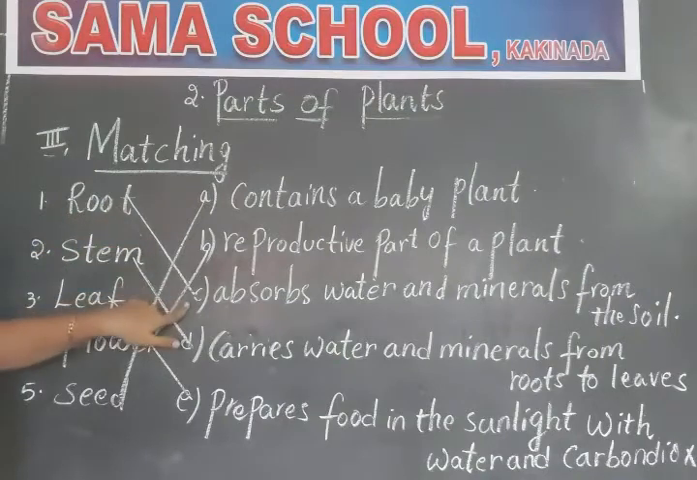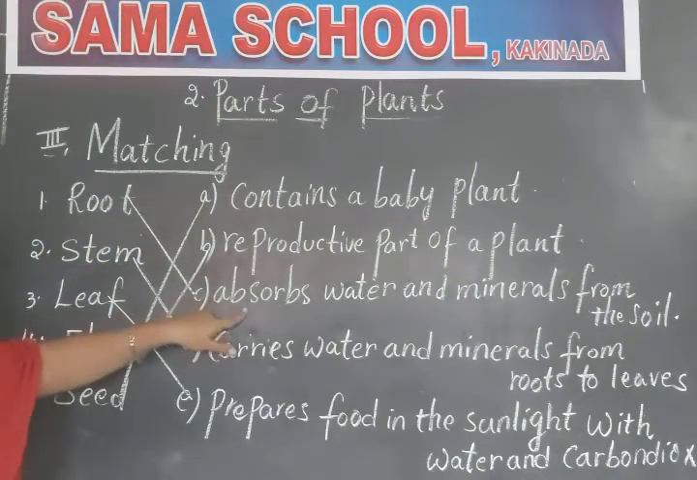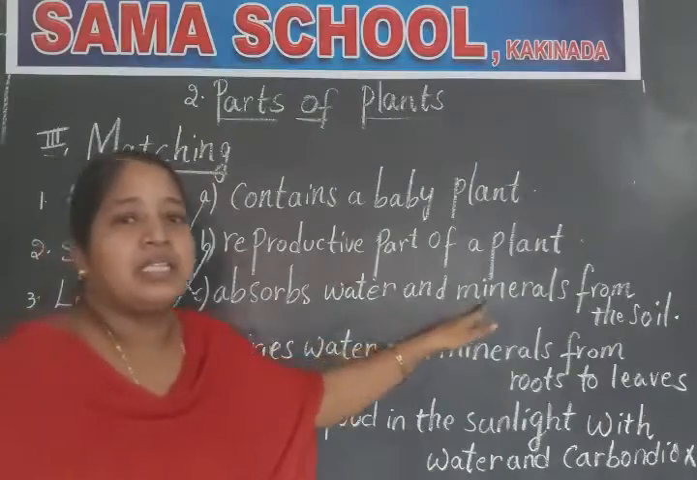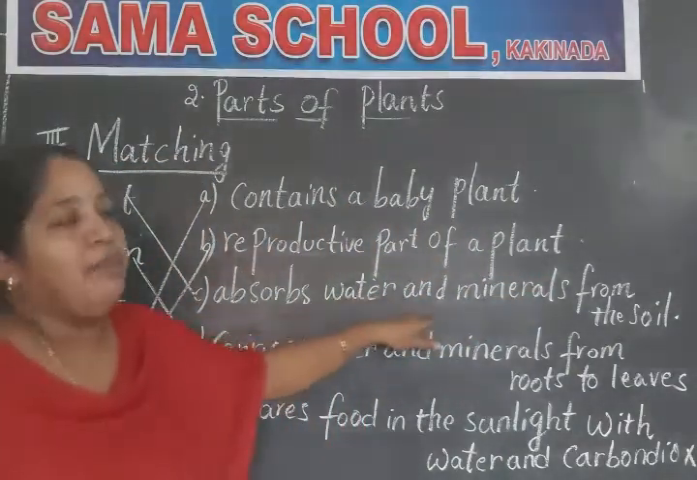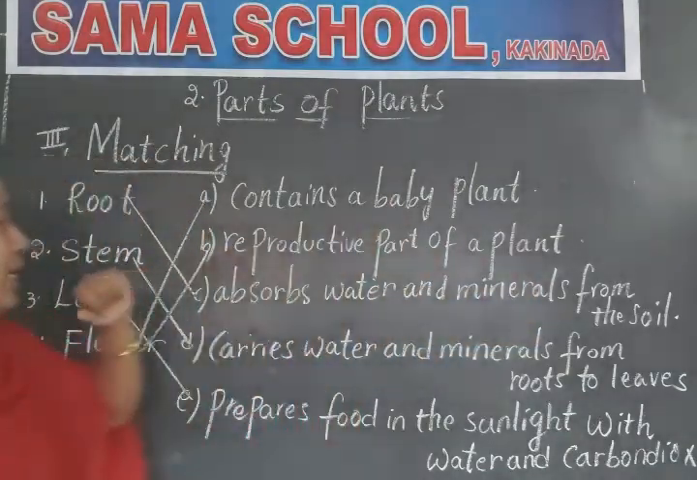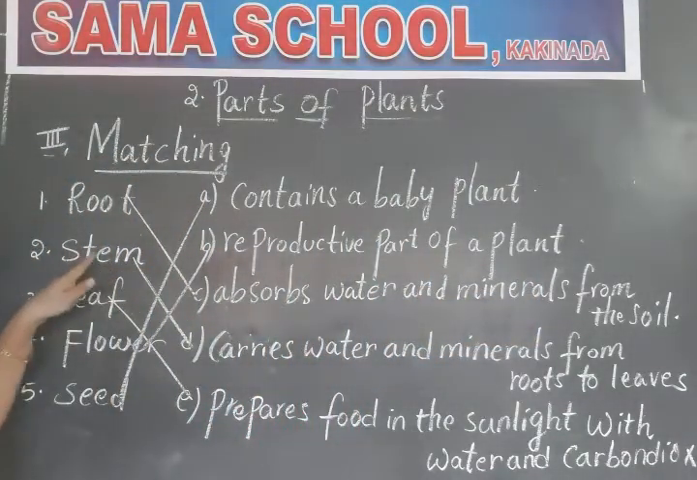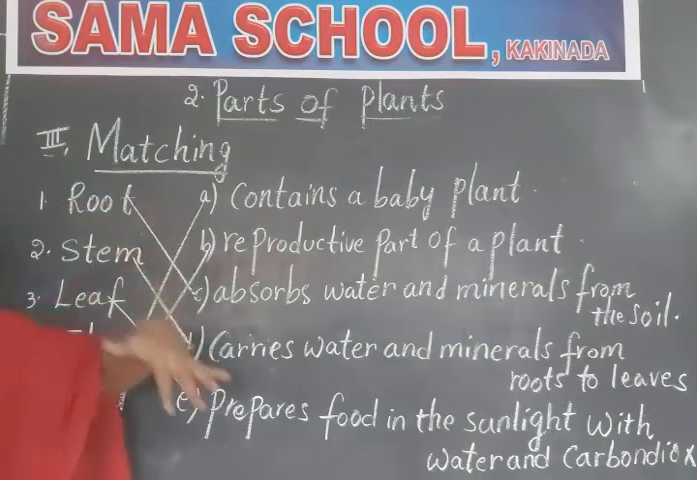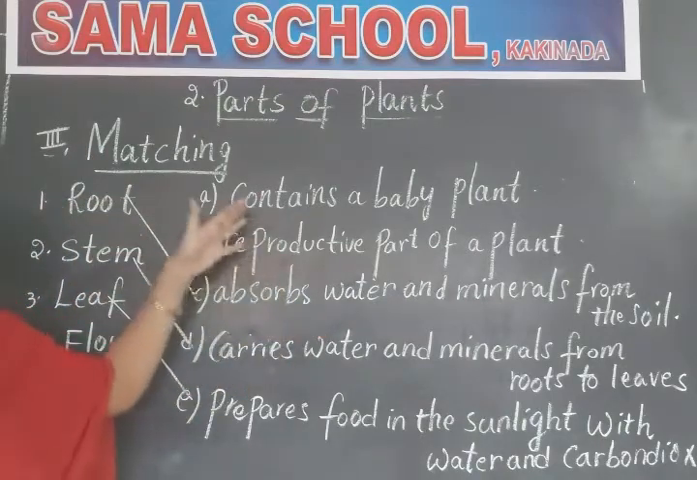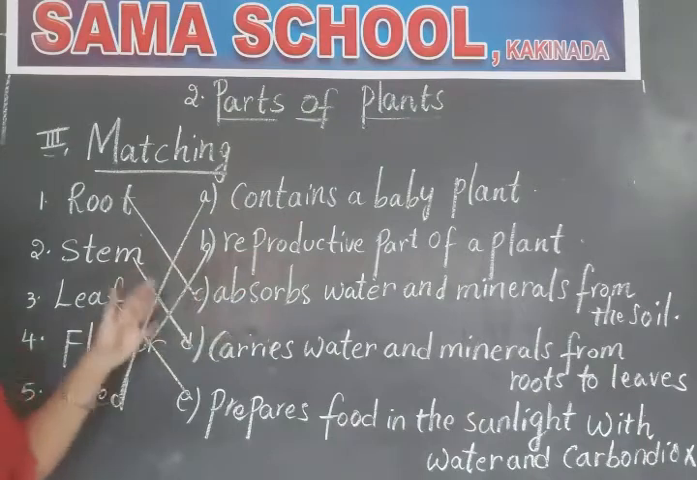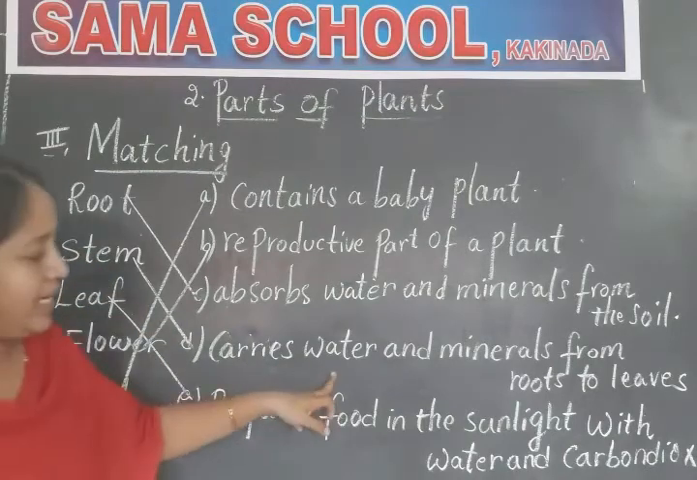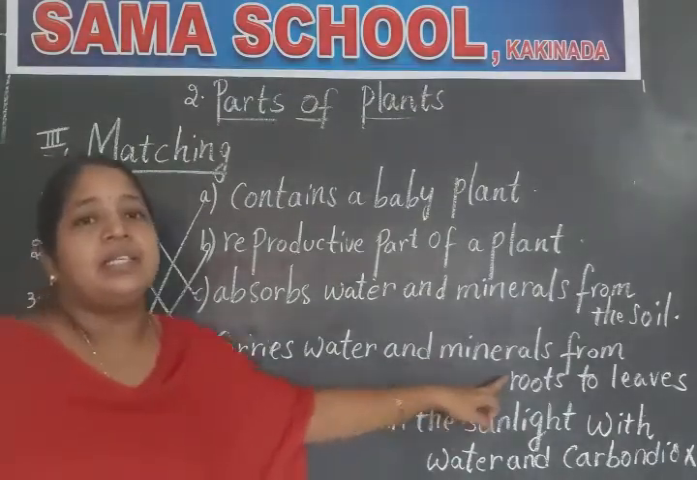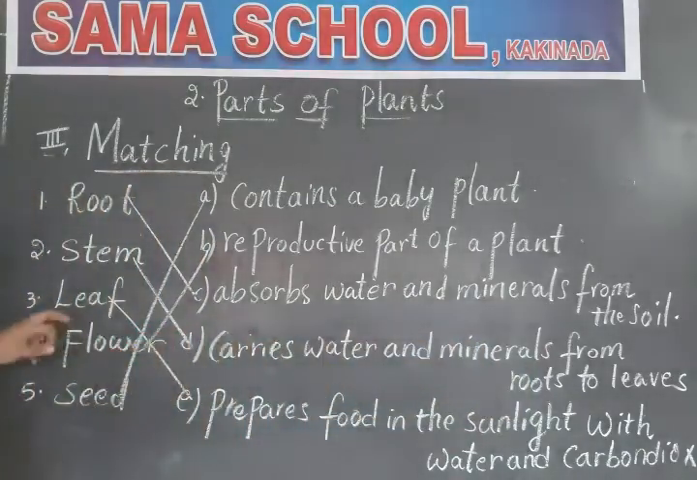Root. What is the main function of root? It absorbs water and minerals from the soil. And next one, stem. What is the main function of stem? Already the roots absorb the water and minerals, and from the roots, the stem carries these absorbed water and minerals to leaves. So what carries? Stem carries water and minerals from roots to leaves. Clear, children?